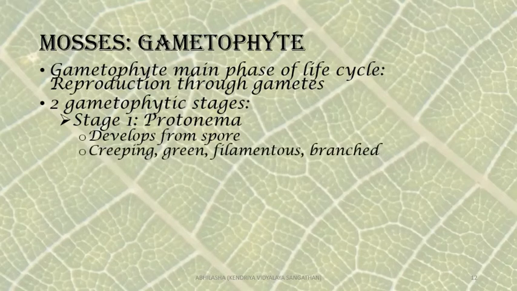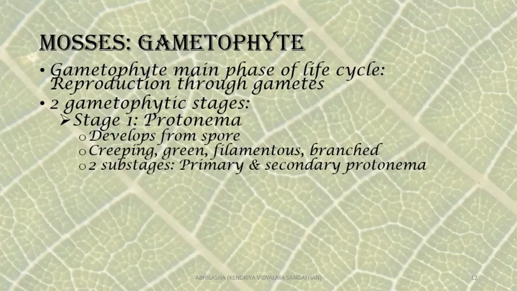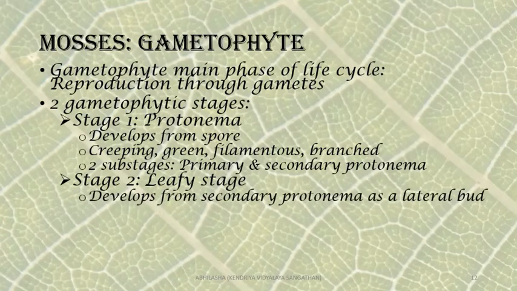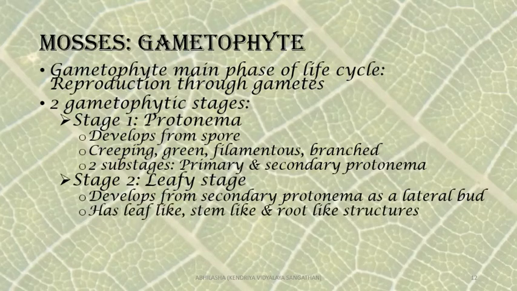This is a creeping green filamentous and branched structure. Now this protonema has two sub-stages. First the primary protonema is formed, and from primary protonema the secondary protonema is formed. The second stage is the leafy stage. This develops from secondary protonema as a lateral part. Now this leafy stage is known as leafy stage because it has leaf-like, stem-like and root-like structures.